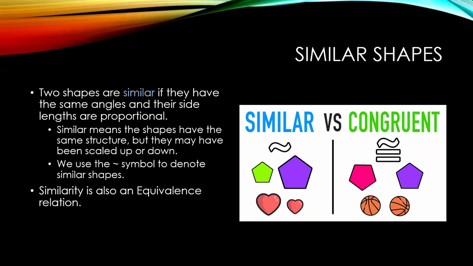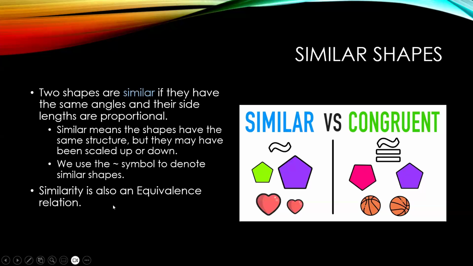We also have the idea of similar shapes. And so two shapes are similar if they have the same angles and their side lengths are proportional. Similar means the shapes have the same structure, but they may be different sizes. And so they could be scaled up or scaled down. If you look over here, these two hearts, they're similar because they have the same shape, but they're different scale. Over here, the basketballs would be congruent, and they're also similar. If something is congruent, it's automatically similar.